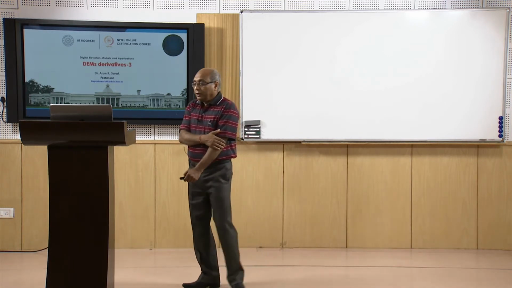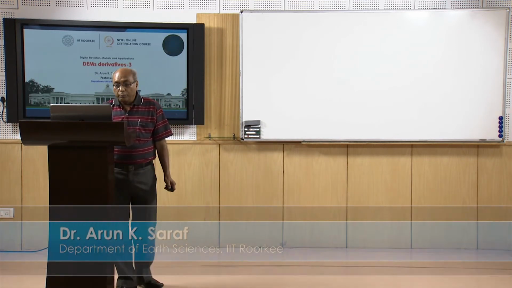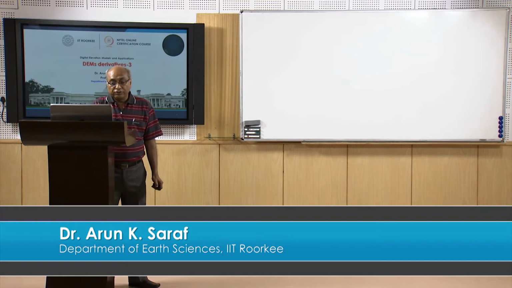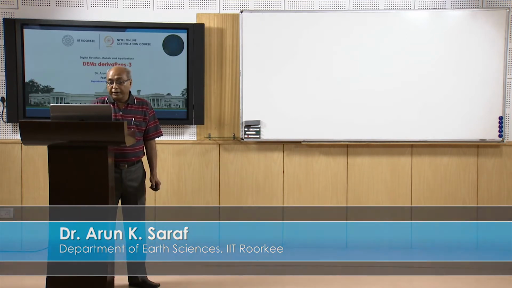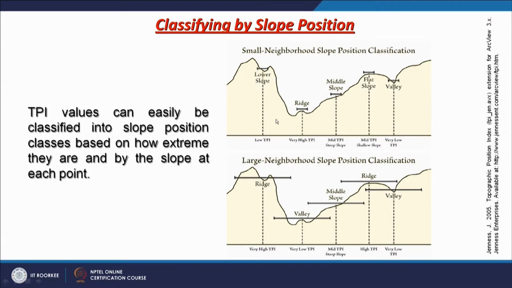So TPI values can easily be classified into slope position classes based on how extreme they are and by the slope at each point. The two examples given here are for a larger area where different types of landforms are present. When we go for a small neighborhood and slope position classification is performed, this shows the length of a search area, and the area is defined as lower slope, ridge, middle slope, flat and valley.